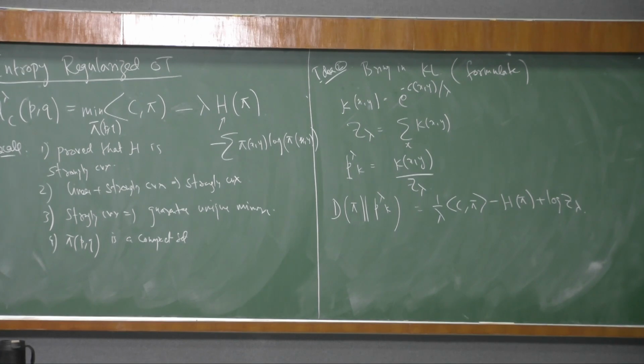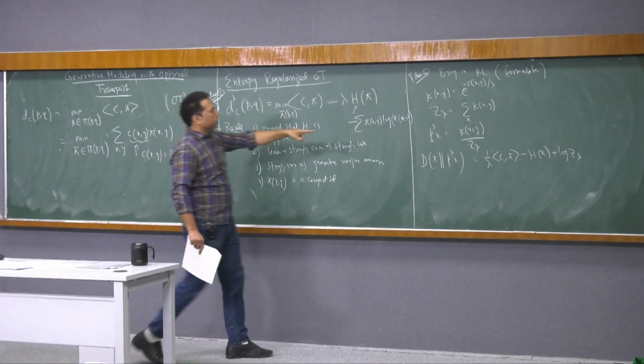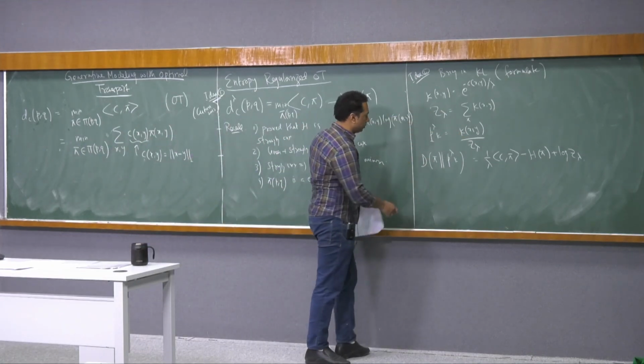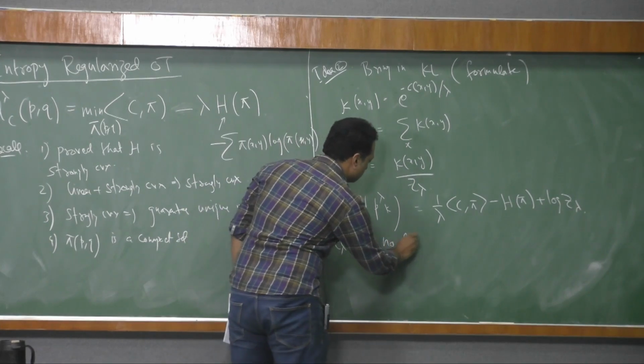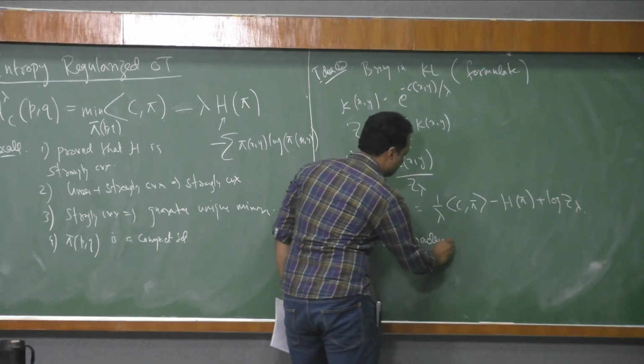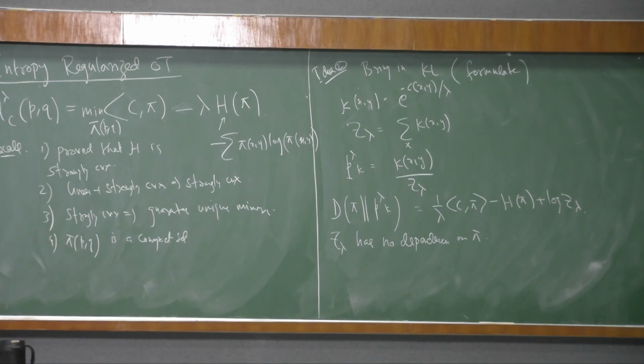But what was interesting is that if I'm looking for minimization, then log z lambda has no role to play, because log z lambda has nothing to do with pi. Remember that z lambda is defined on k, and k is based only on the cost. So z lambda has no dependence on the joint distribution pi. It just depends on the cost, and cost has nothing to do with pi.